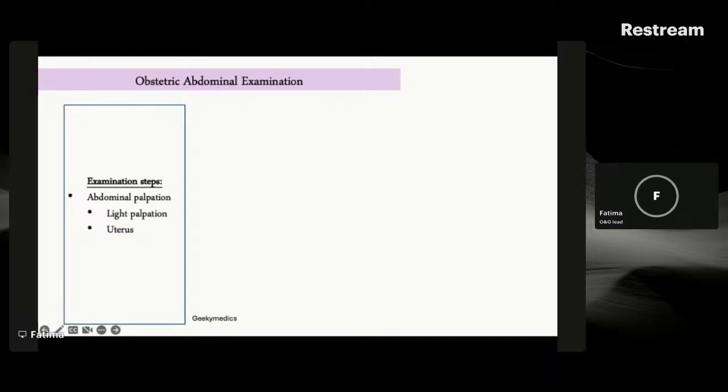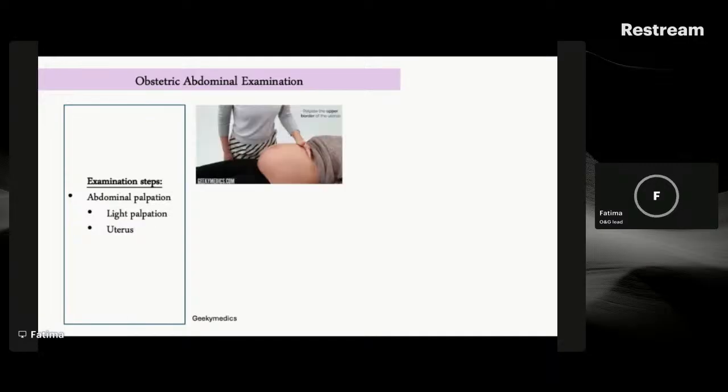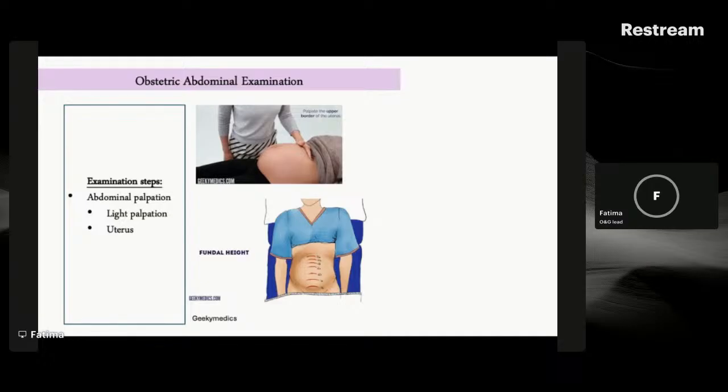And then for the actual examination, you're going to start off with abdominal palpation. You're going to do light palpation over the 9 regions to identify any tenderness or masses, for example, in appendicitis. Then you're feeling for the uterus, and you palpate the uterus to identify its borders, including the upper and the lateral edges. At 12 weeks gestation, the uterus will be at the pubic symphysis, as you can see here. At 20 weeks, it will be in the umbilical area, and at 36 weeks, it will be in the xiphoid process of the sternum.